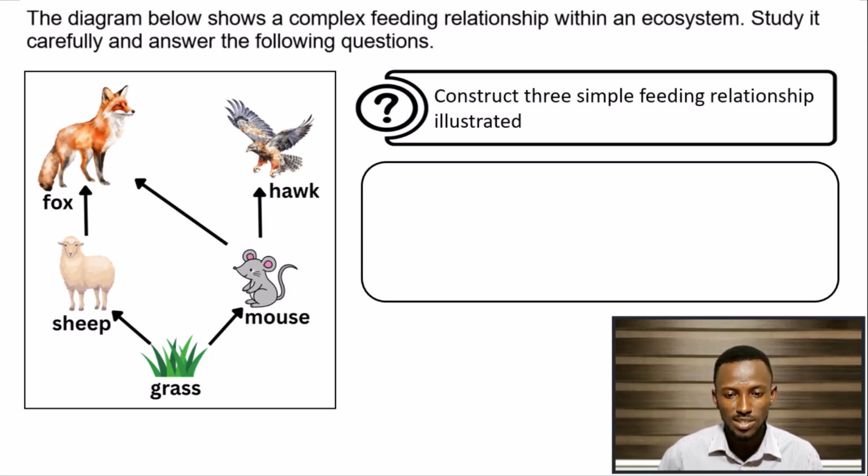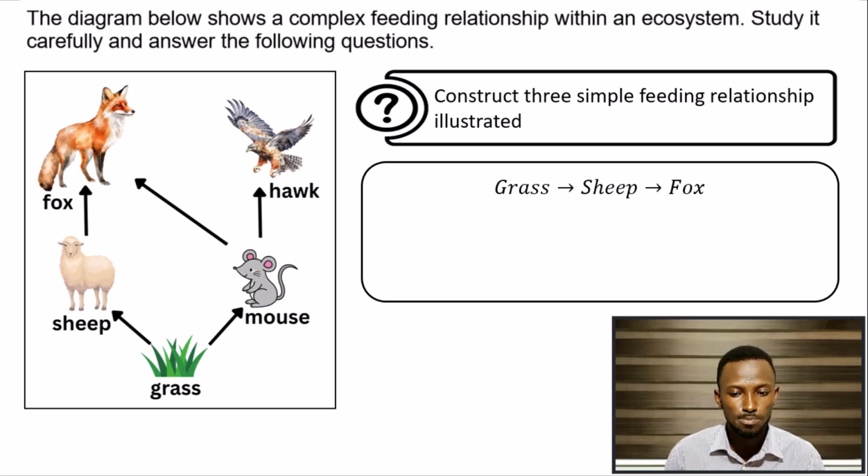For the next question, we have to construct 3 simple feeding relationships from this type of diagram. So we have to construct 3. Basically, the question is asking you to form 3 food chains from this single food web. So you can pause the video and try it out. But this is the answer we have for the first food chain.